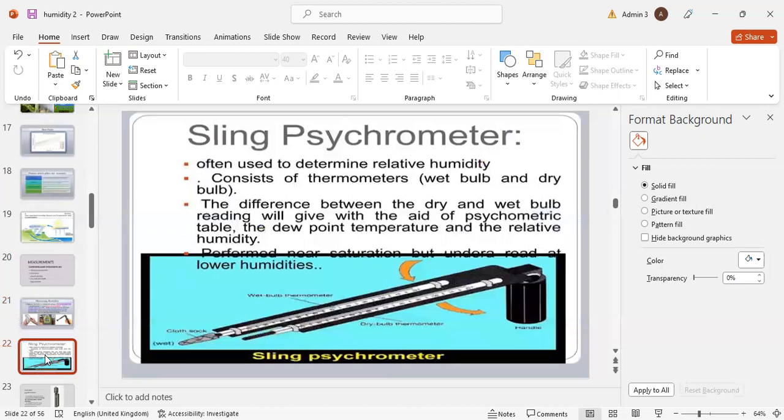The sling psychrometer is often used to determine the relative humidity. It consists of two thermometers, a wet bulb and a dry bulb. The difference between the dry and wet bulb readings will give, with the aid of a psychrometric table, the dew point temperature and the relative humidity.